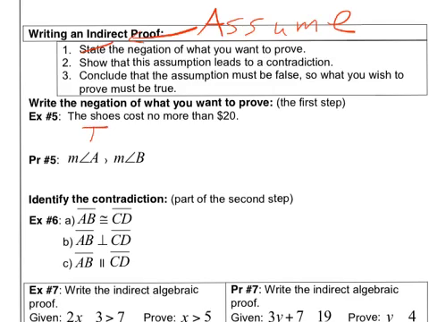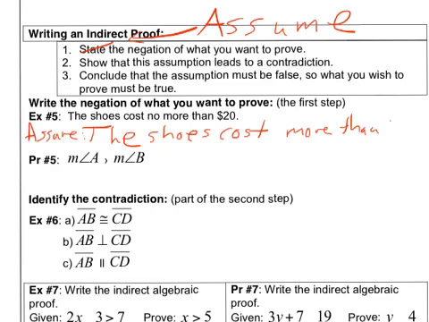So I'm going to assume, maybe I can even write assume the shoes cost more than $20. There we go. That would be the first step in a proof. Next one says measurement angle A is greater than measurement angle B. Well, see if you could figure out what your assumption would be.